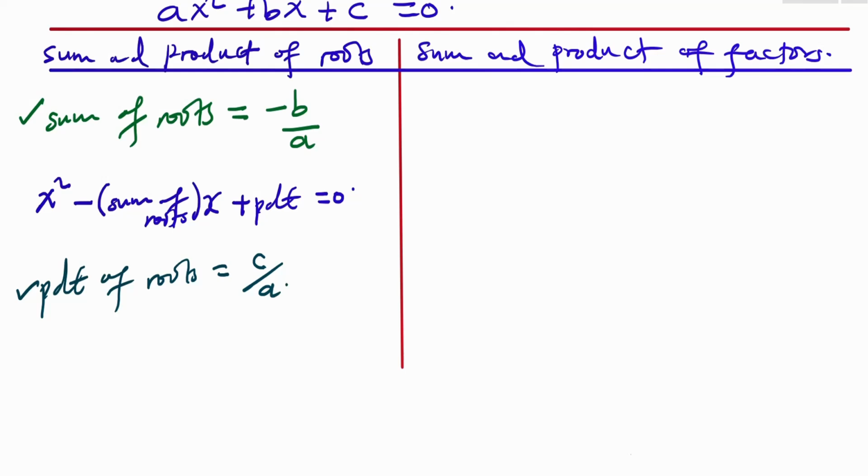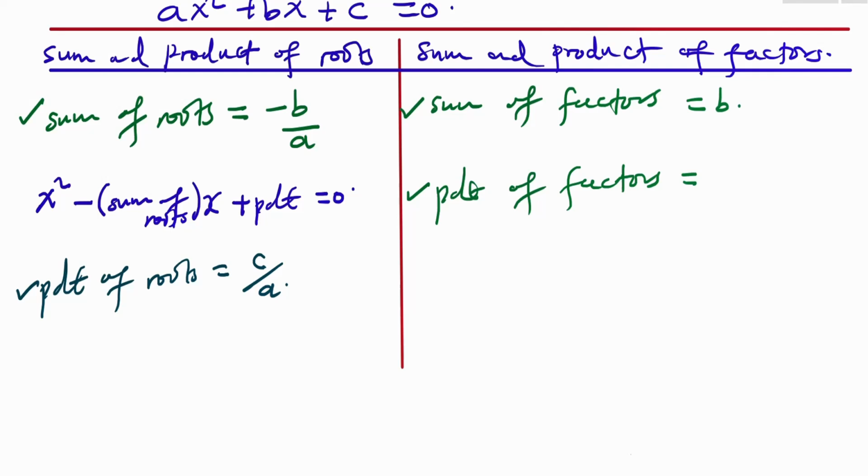Then on the right hand side, we are going to have the sum of factors. From our general form of quadratic equation, the sum of factors equals b, just the letter b. Then the product of factors equals a multiplied by c. So when we are given a quadratic equation in this form, to find the sum of roots we just pick negative b divided by a, which is the coefficient of x squared.